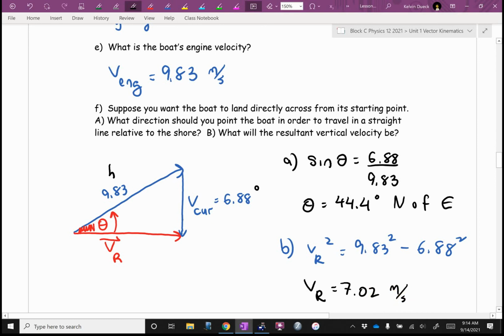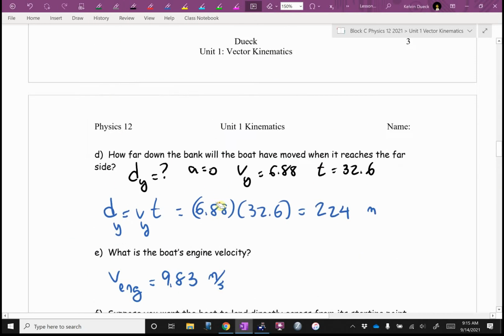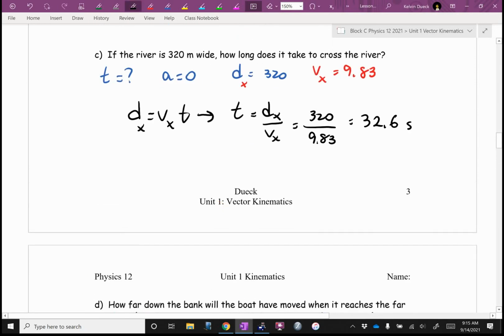Just out of curiosity, how long would it take me to cross the river now? How wide was the river? I've scrolled down. What was it? So if I go 320 divided by, and I can do that because this is also a horizontal velocity to go with a horizontal distance, it would take 45.5 seconds, so it would take a little longer to cross. About an extra 10 seconds, a little more than 10 extra seconds to cross, but you don't have to walk all the way back.